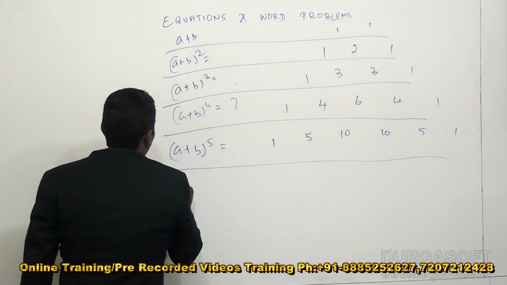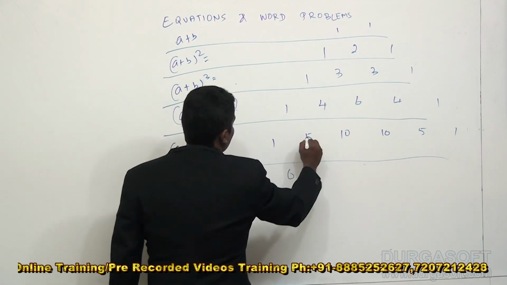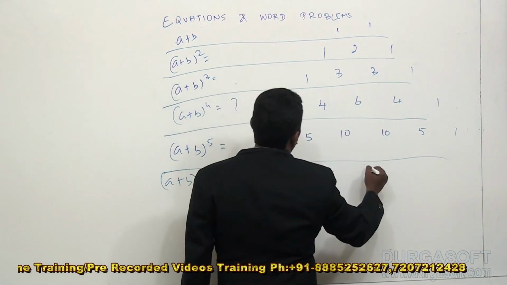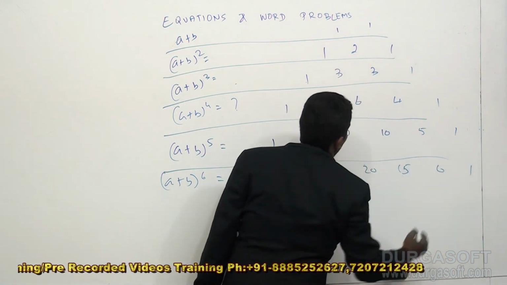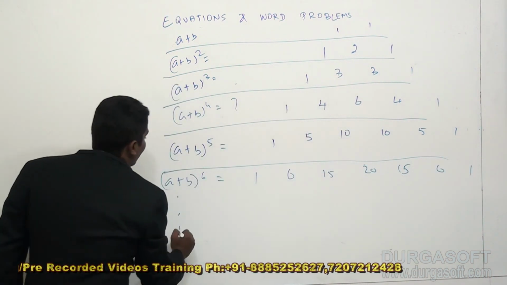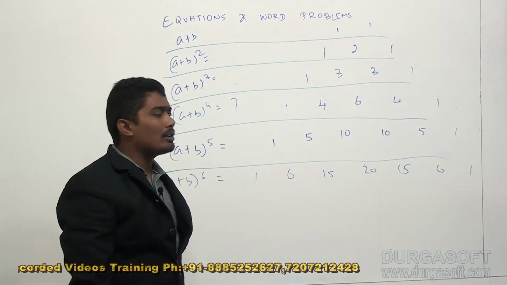Next, a plus b the whole power 6. 1 plus 5 is 6, 5 plus 10 is 15, 10 plus 10 is 20, 10 plus 5 is 15, 5 plus 1 is 6, 1. So this way I can write for any number n, for any power of n. Now what is the significance of these values?